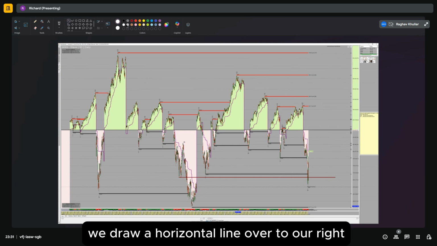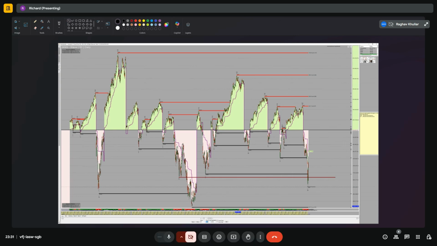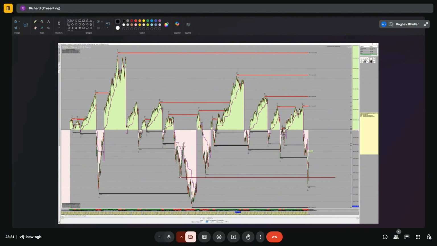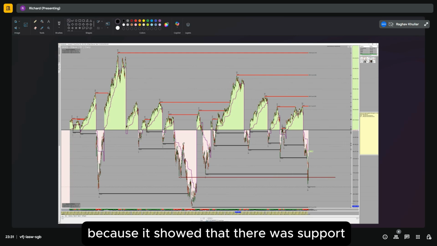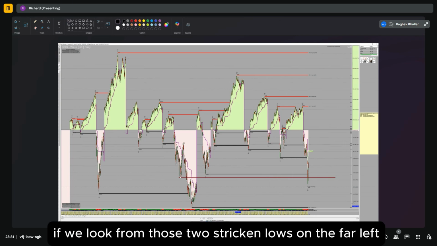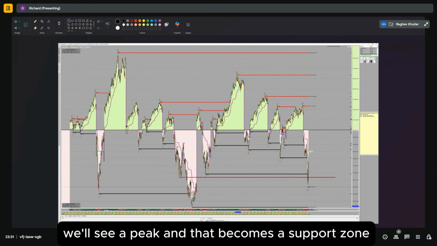So what we do is we draw a horizontal line over to our right, like we did on Sunday, and we name that the UAT line. That was important because it showed that there was support at that point in time. If we look from those two stricken lows on the far left on that line and go a little bit to the right, we'll see a peak, and that becomes a support zone.